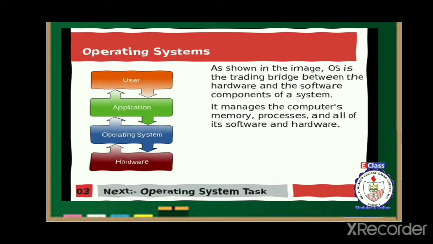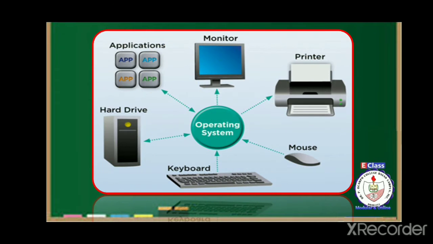The operating system, or OS, is also the bridge between the hardware and the software components of a system. It manages the computer's memory, processes, and all its software and hardware. These are the parts of the computer it manages: the monitor, the hard drive, the application, the keyboard, a mouse, and a printer.